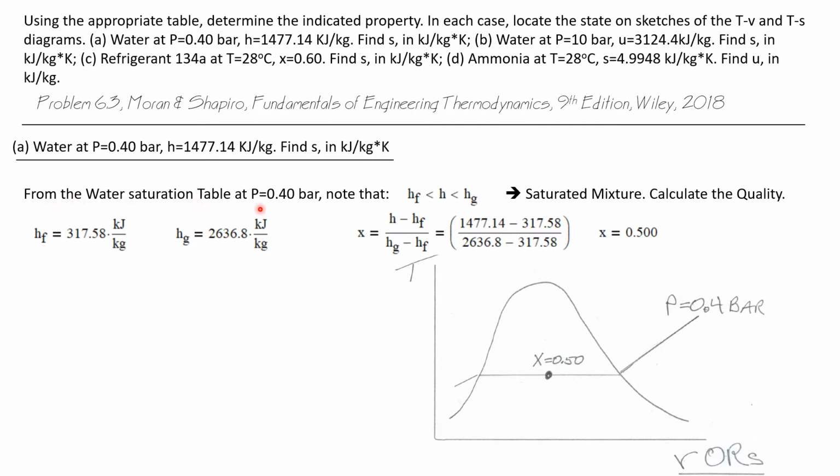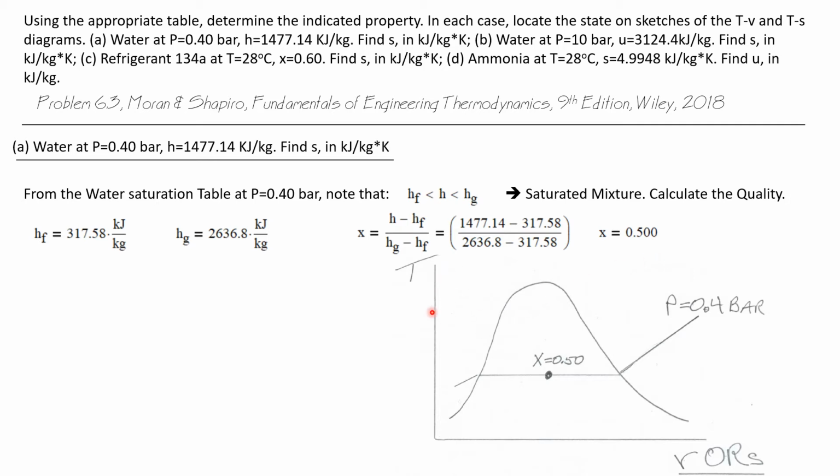So we'll go to the water saturation table at a pressure of 0.4 bar. And we'll note that the value of specific enthalpy that we're given, this 1477, is in between the values of h sub f and h sub g that we find in the table at 0.4 bar. And so this indicates that we have a saturated mixture. And when we have a saturated mixture, we start by calculating the quality. So the quality is just h minus h sub f over h sub g minus h sub f. And we have all those values here. Calculate a quality of 50%.